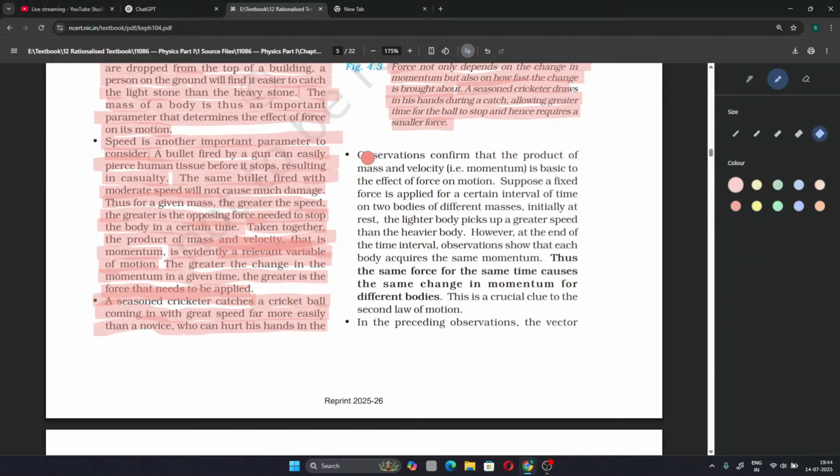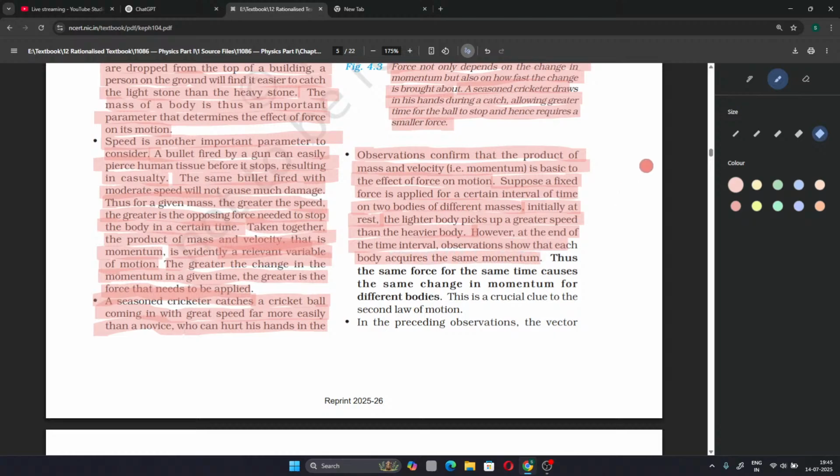Okay, next. Observations confirm that the product of mass and velocity, that is momentum, is basic to the effects of force on motion. Suppose a fixed force is applied for a certain interval of time on two bodies of two different masses. Initially at rest, the lighter body picks up a greater speed than the heavier body. However, at the end of the time interval, observations show that each body acquires the same momentum.